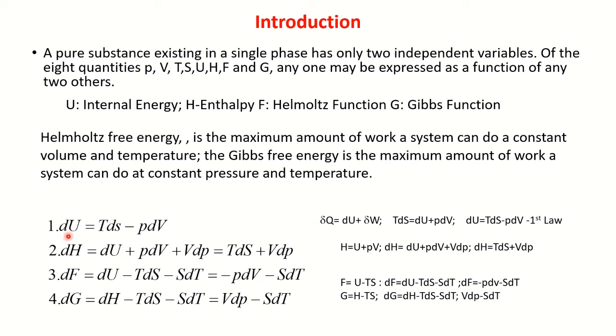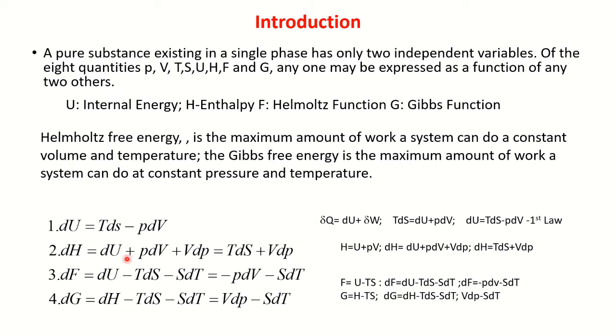Equation 1: dU is equal to TdS minus PdV. You know, first law applied to a closed system, I can write delta Q is equal to dU plus delta W. From the entropy definition, I can replace delta Q by TdS, and delta W by PdV. So then I can write dU is equal to TdS minus PdV. That's how I have got this equation.